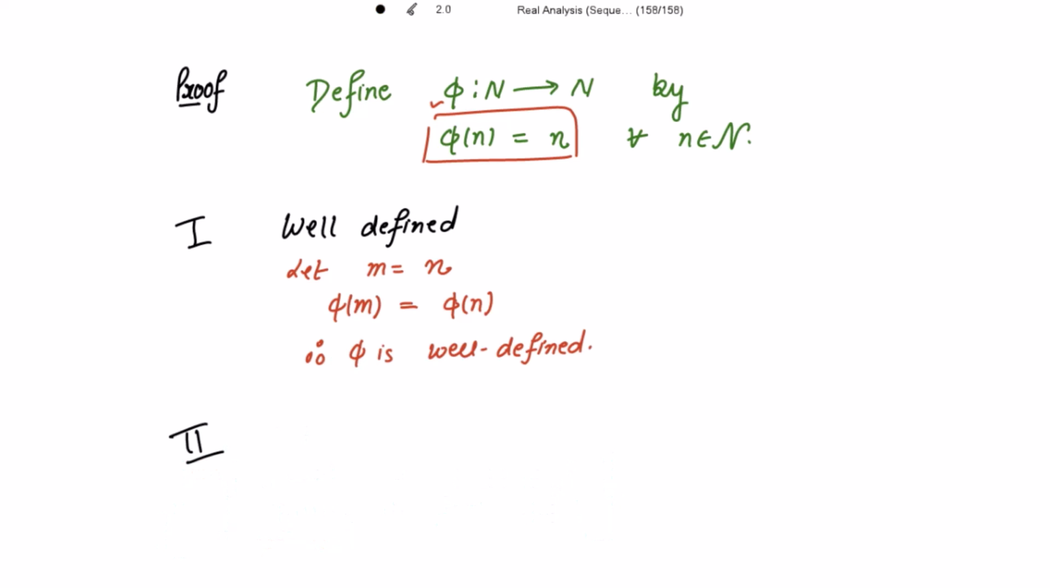Then secondly, 1-1. When the function is said to be a 1-1 function, let me consider the second definition: phi of m is equal to phi of n. This should imply that m is equal to n. But again, by the definition, phi of m is m, and phi of n is n. So therefore, phi is 1-1. Easy? Alright.